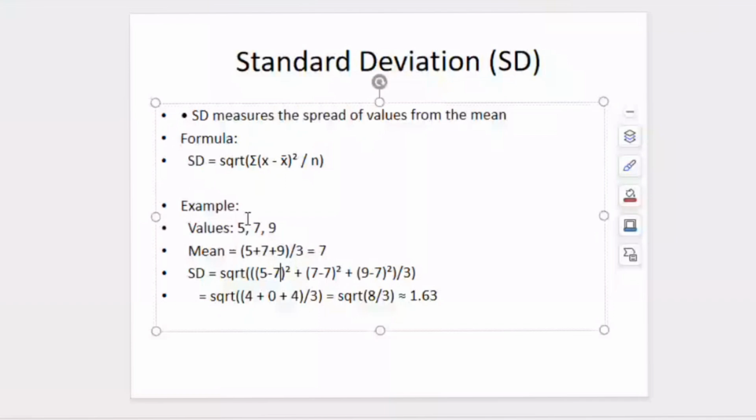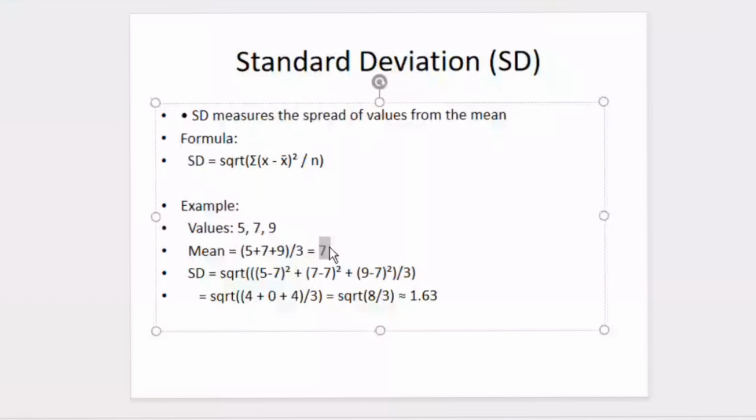So the mean of these numbers: adding all of them, then dividing by the total number, we have 5, 7, and 9. That is 3 values. So you add them up and divide by 3. You get 7 as your mean. Having gotten your mean, to get the standard deviation, you take 5 and subtract it from the mean. That is 5 minus 7. And what you get, you take the square of it. Do the same thing for the next one, 7 minus 7. Whatever you get, you square it. Do the same for 9, 9 minus 7. Whatever you get, you square it.